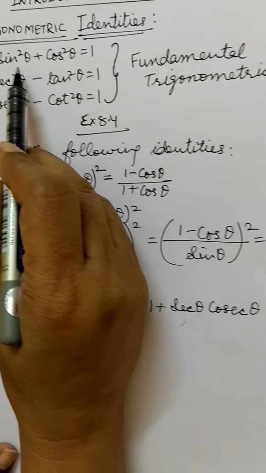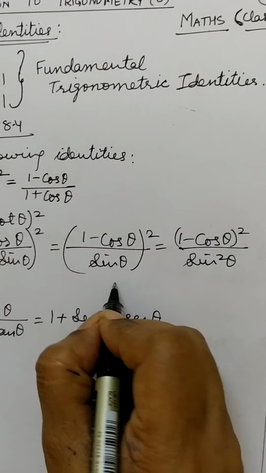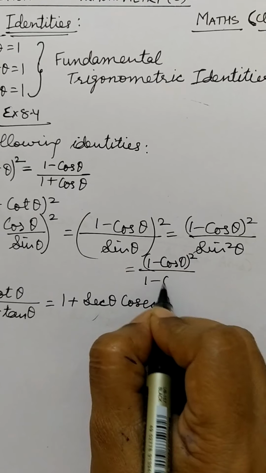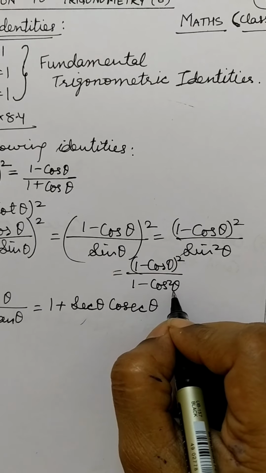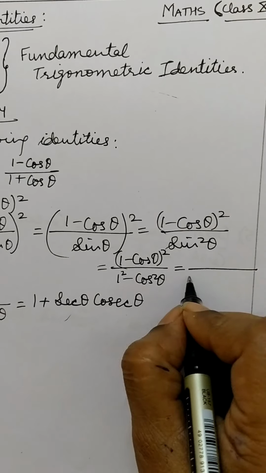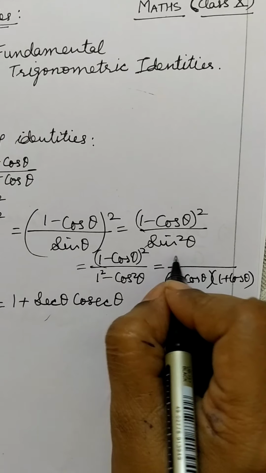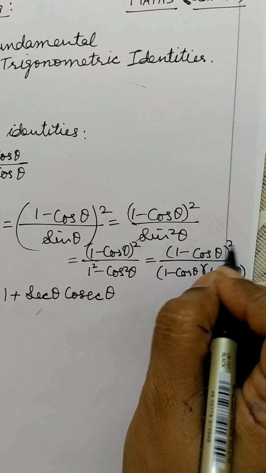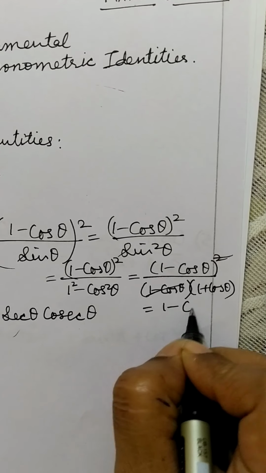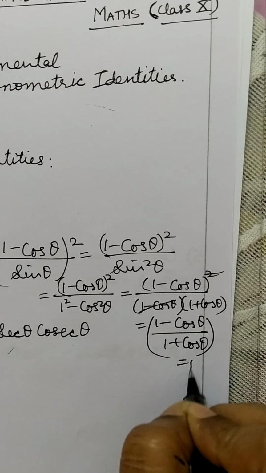So sin square theta, from the first identity, you can see is 1 minus cos square theta. So we can write numerator as 1 minus cos theta whole square as it is, and in denominator 1 minus cos square theta. But 1 minus cos square theta is of the form a square minus b square. So we can write it as 1 minus cos theta into 1 plus cos theta, and numerator was 1 minus cos theta whole square. So it is cancelled with this. So what are you left with? You are left with 1 minus cos theta upon 1 plus cos theta, which is RHS.